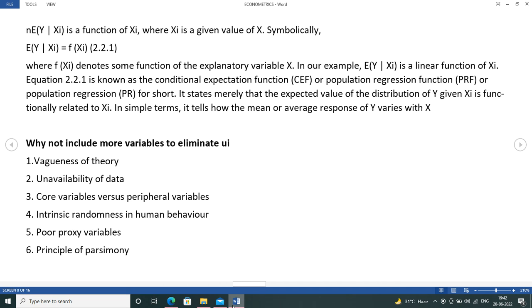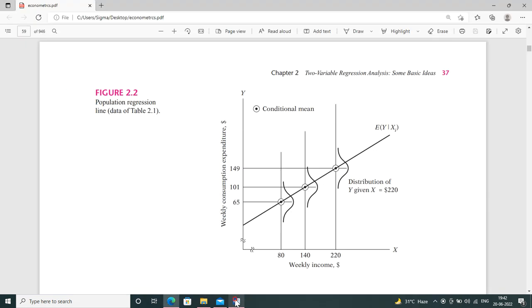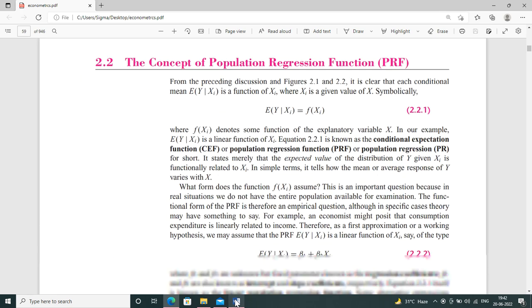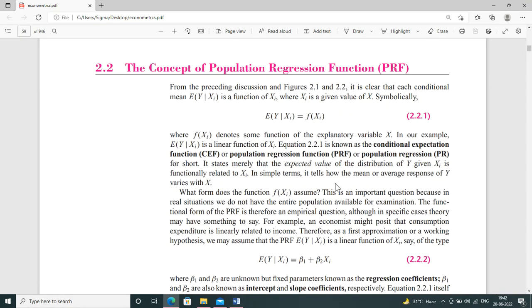Essentially, this PRF is a function of xi, that is the independent variable. And later we can also determine how it is determined through this equation, that is beta 1 plus beta 2 into xi. This beta 1 is the intercept, and this beta 2 is dependent on xi, that is fixed income, if you consider this as the consumption.